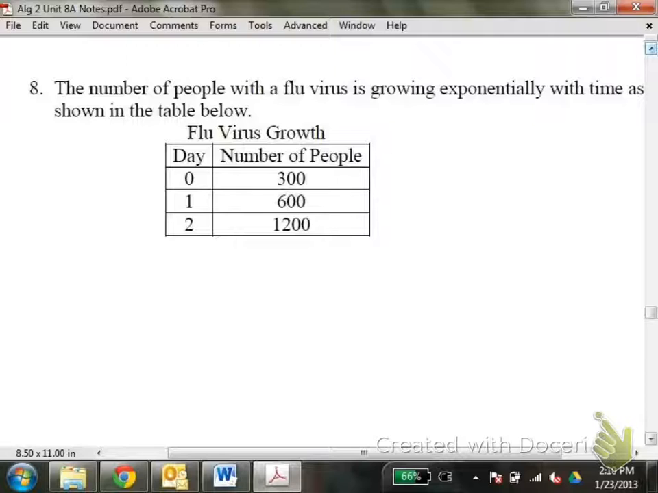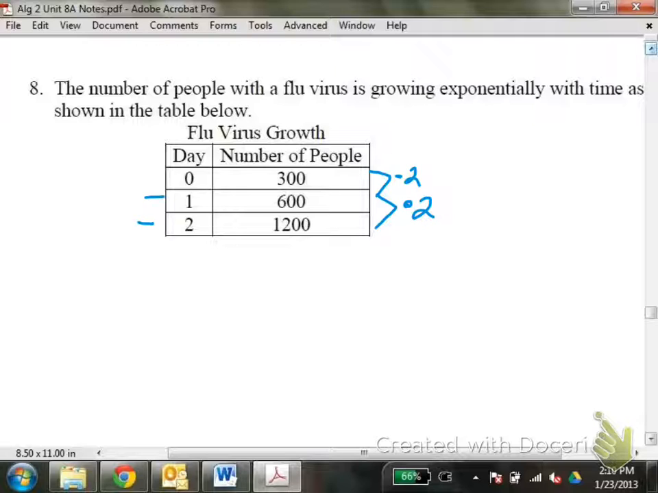Okay, so here's our last one. The number of people with a flu virus is growing exponentially with time, as shown in the table below. So day 0, the very first day that the virus is detected, we have 300 people that have the virus. After 1 day, there's 600 people with the virus. And after 2 days, there's 1,200 people with the virus. What do you guys notice about the number of people? It's doubling every time, right? That's how in the formula for growth and decay we get the 2 and the 1/2.